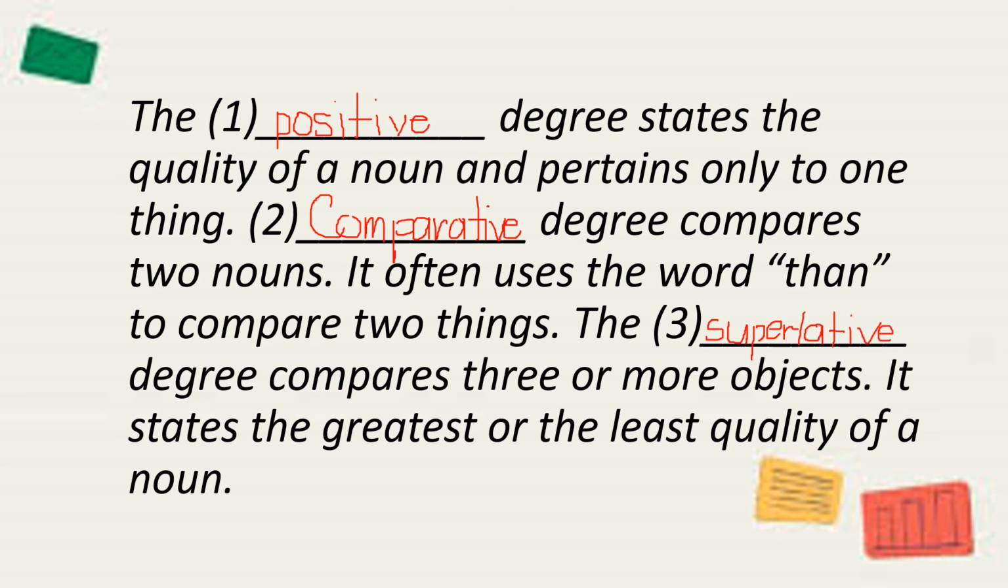Let's read it again. The positive degree states the quality of a noun and pertains only to one thing. Comparative degree compares two nouns. It often uses the word than to compare two things. The superlative degree compares three or more objects. It states the greatest or the least quality of a noun.